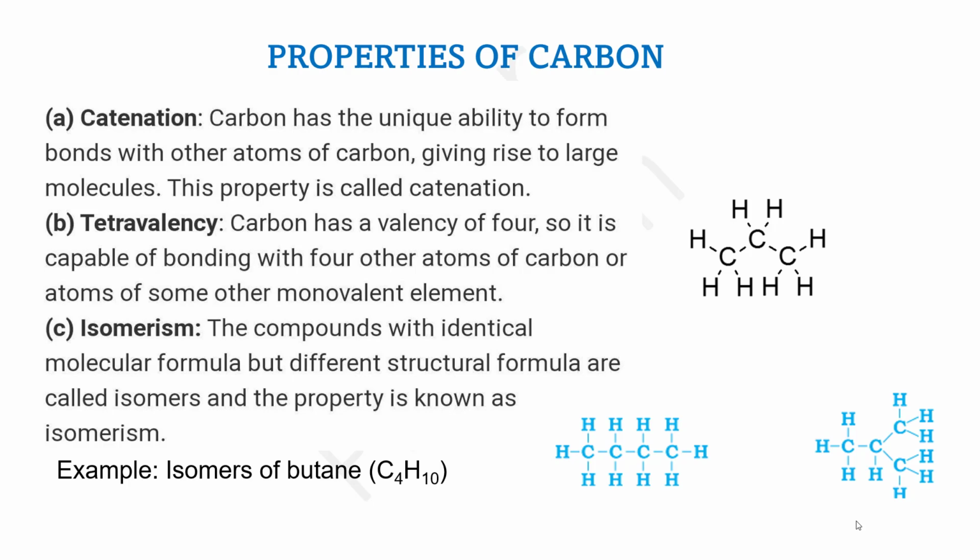Isomerism. Iso means same, right? Remember, the compounds with identical molecular formula but different structural formula are known as isomers. Those compounds which exhibit this isomerism are known as isomers. For example, isomers of butane. The formula is C4H10, but their structural formula is different. Here you can see.